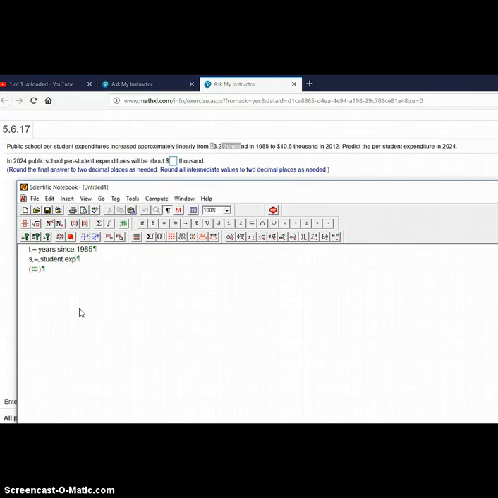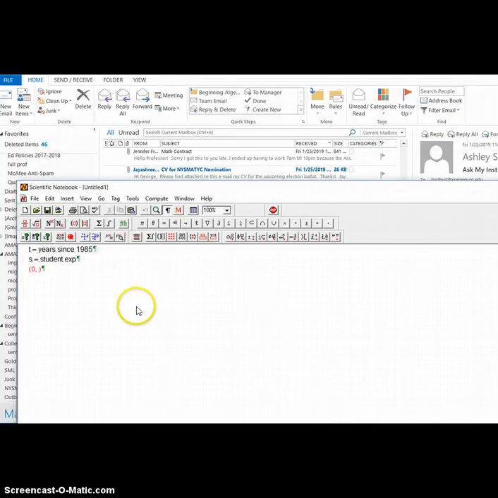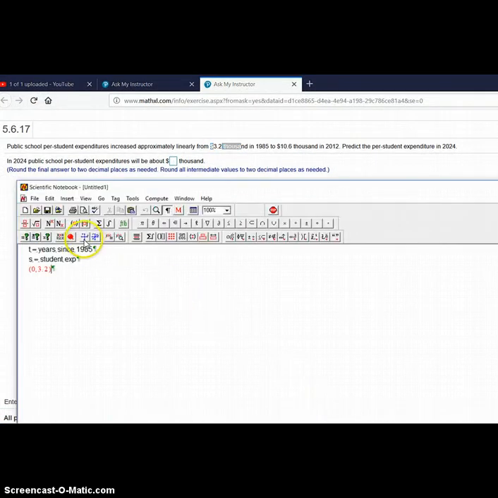Then what we really have is 2 points. 1985 is year 0, because T is years since 1985. And we had 3.2 thousand. I'm just going to write it as 3.2, knowing that the answer is in thousands, and we'll have thousands when we get all done. Oops, lost part of my screen there. And then we have the other data point, which is 2012. So that's 27 years later. So that would be 27, comma, 10.6.